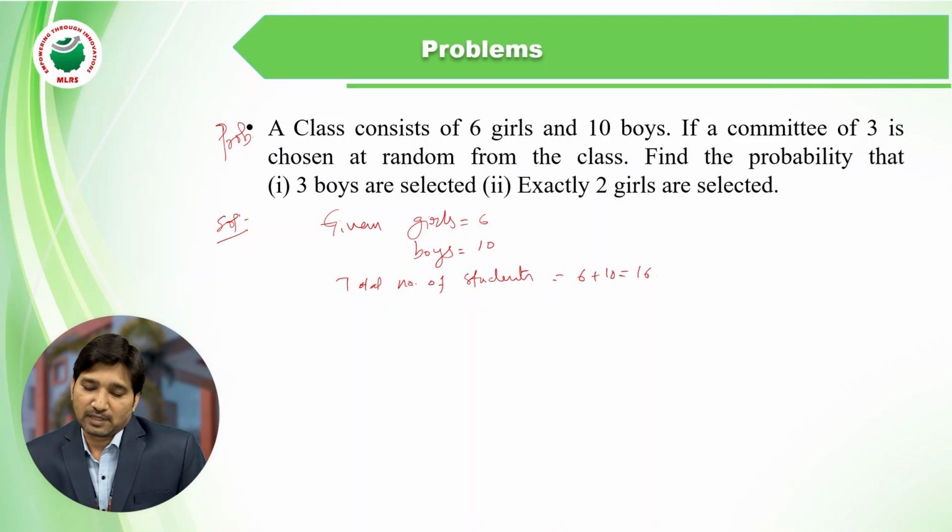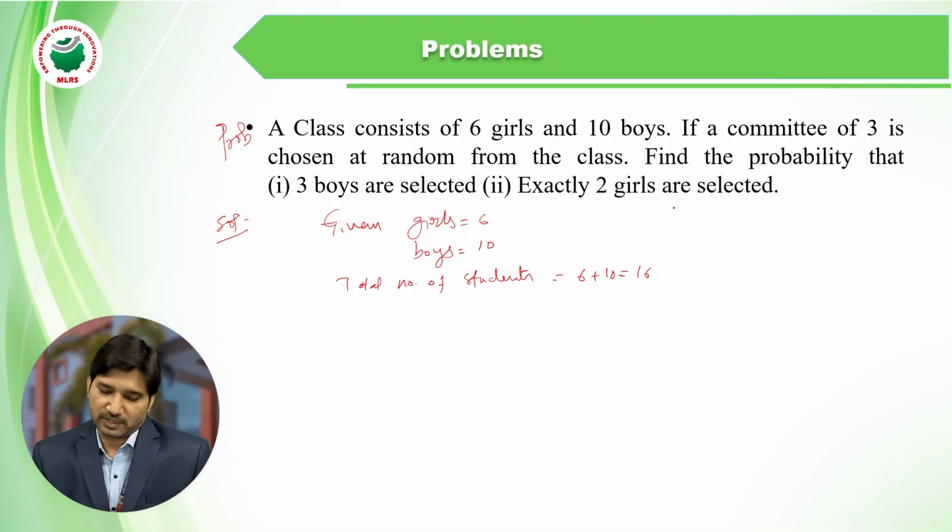If a committee of 3 is chosen at random from the class, the committee has 3 persons selected. Find the probability in these favorable cases. Our first case is 3 boys are selected, only 3 boys. The second is exactly 2 girls are selected. The committee has three members, so if you select 2 girls, definitely the third person is a boy. That is 1 boy and 2 girls. These are the favorable cases.